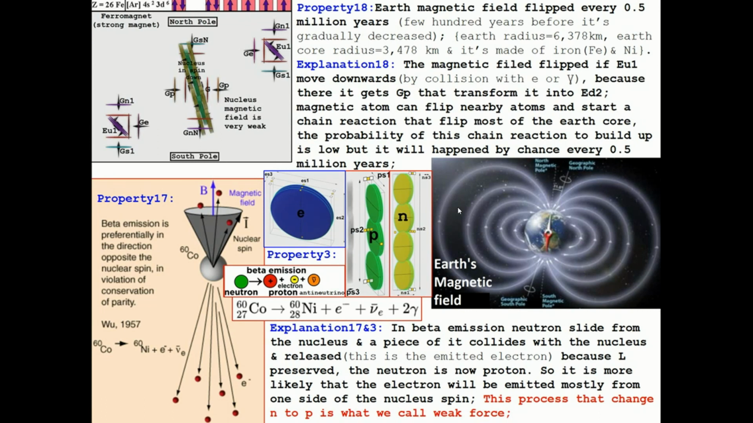Because beta emission is preferentially in the direction opposite to the nuclear spin, it's a violation of the conservation of parity, which means that a mirror image particle will act differently. In the process of beta emission, 2 photons and 1 antineutrino are also emitted. These are just broken pieces of the neutron. In other words, just G particles and G clusters that broke from the neutron.